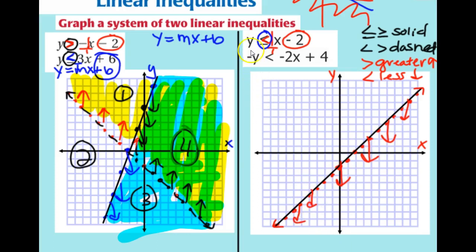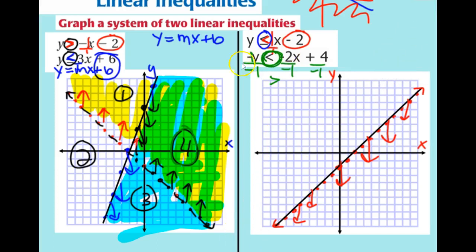Our second equation is not solved for y. It has a negative 1 in front there. So we need to get rid of that negative 1 by dividing by negative 1. However, be careful, whenever you multiply or divide by a negative, our symbol flips. So I'm going to rewrite this.